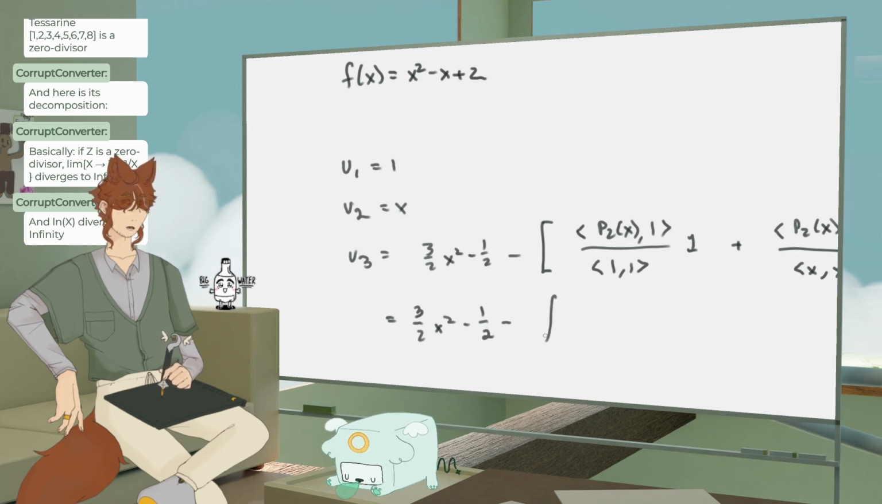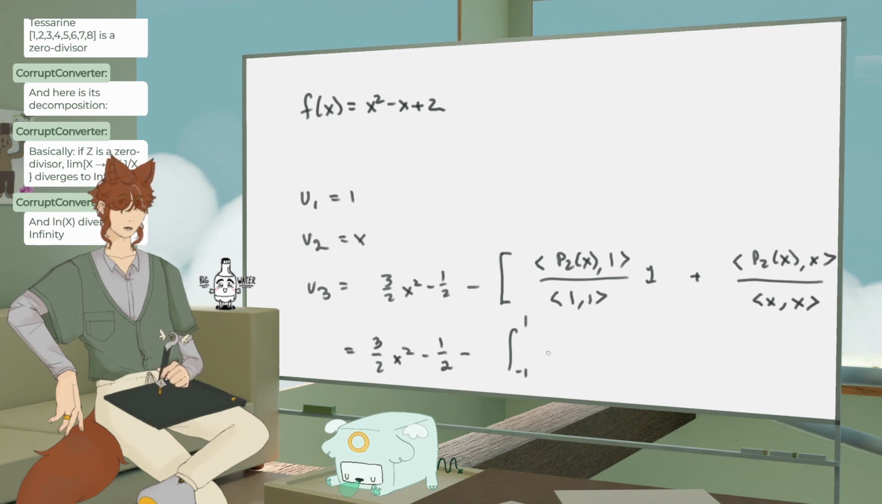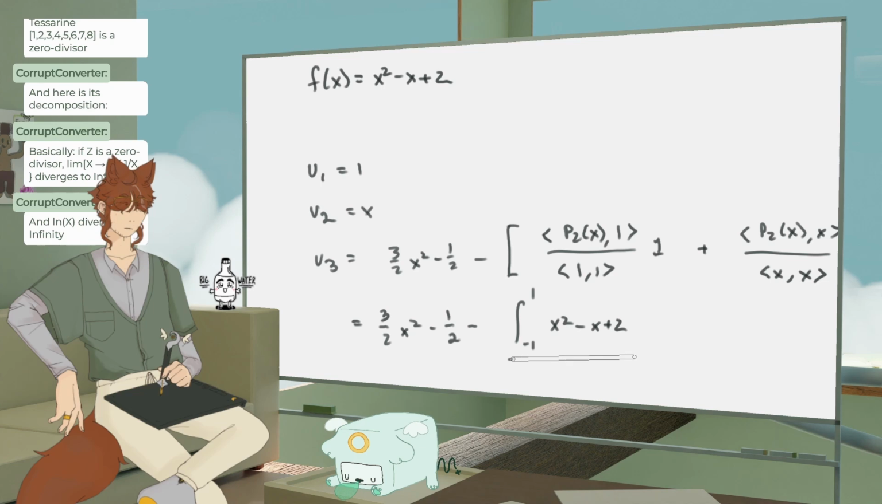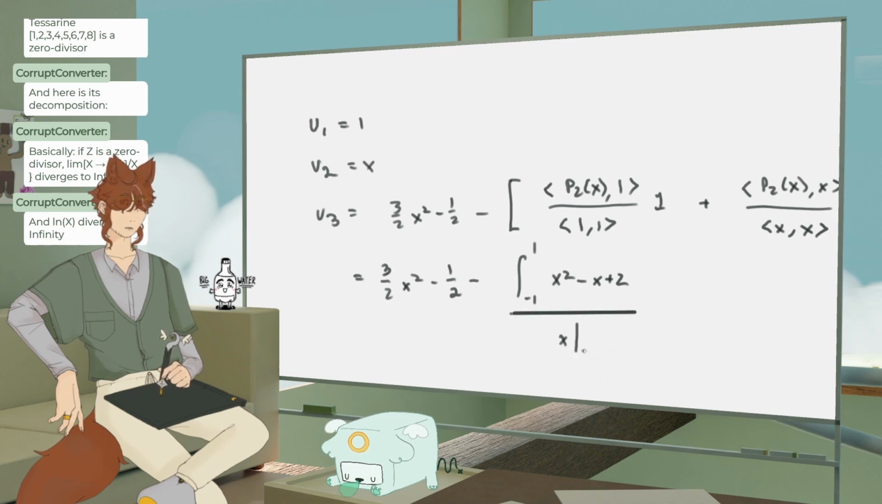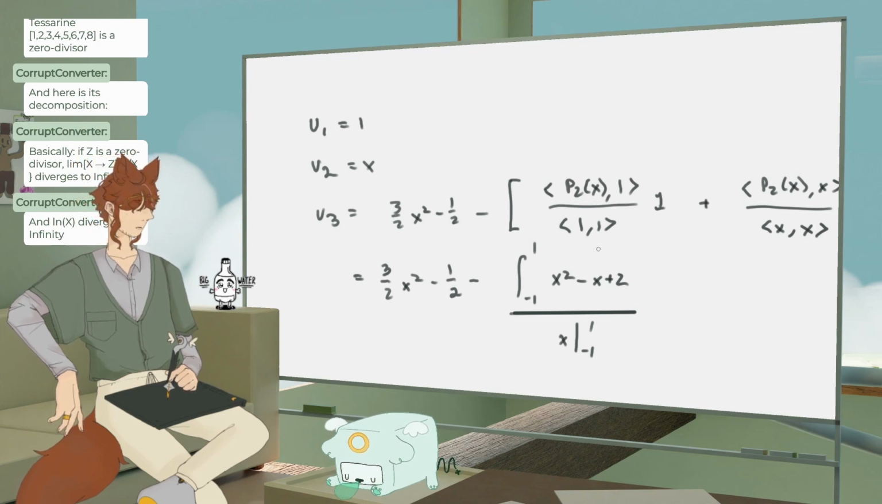Okay, so the integral of... How to do this? So the integral from -1 to 1 of just x squared minus x plus 2 over... Gonna be x from -1 to 1. Basically, if 0 is a zero divisor, the limit as x goes to 0 of 1 over x diverges to infinity. Limit as x goes to 0 of 1 over x.